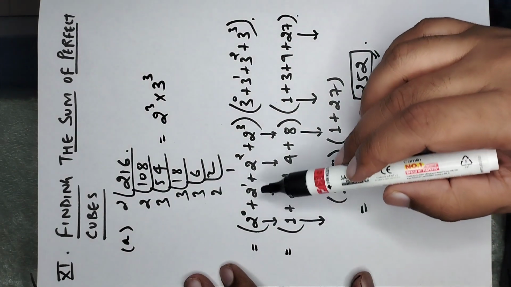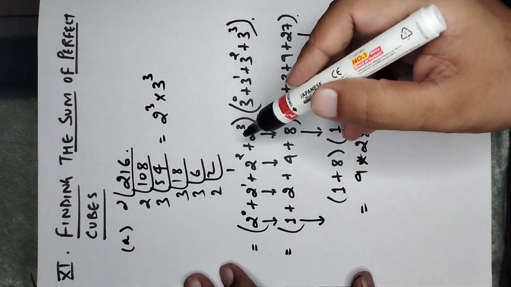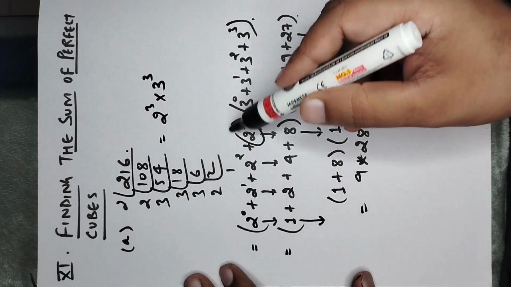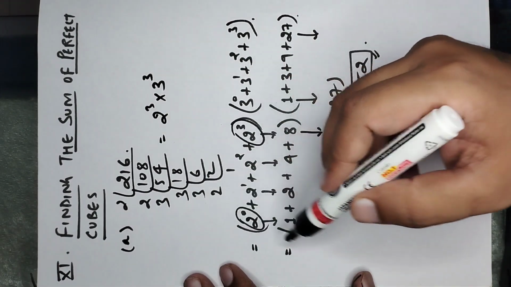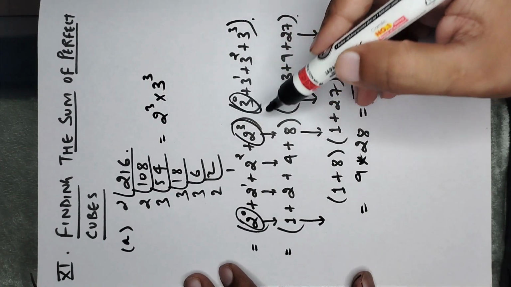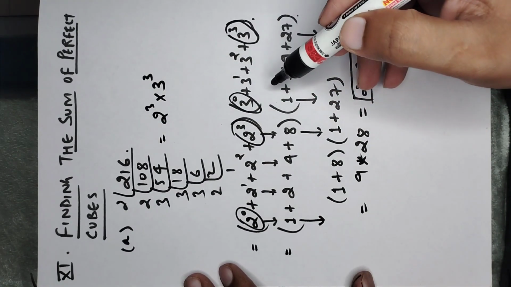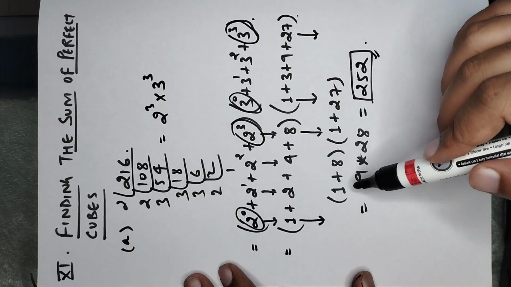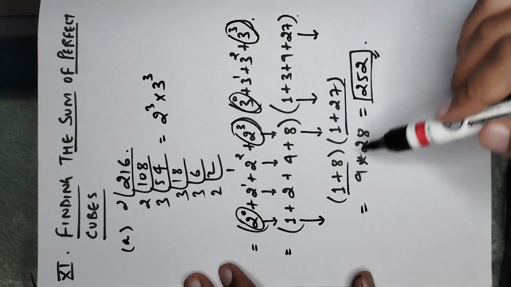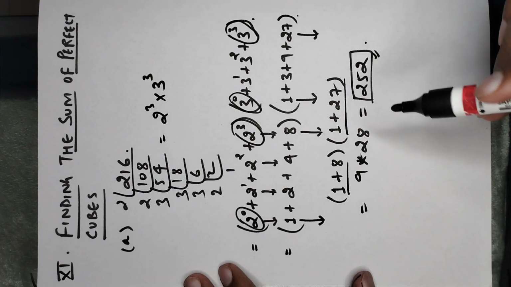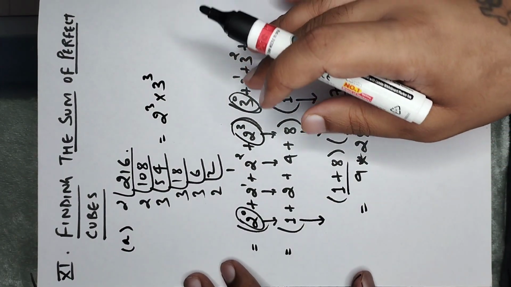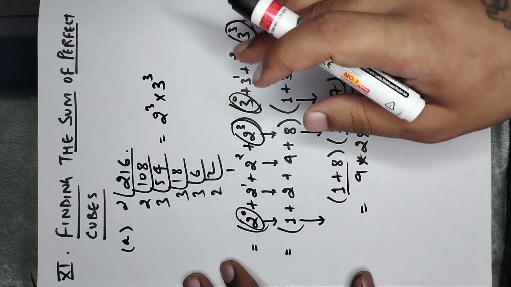We just have to see the cubes given to us, or we can say we have to see the powers which are the multiples of 3. As this is 3, this is the number, then this 3 raised to the power 0, and then this is the multiple of 3. You just have to identify those numbers. You have to write their respective values, simply add them and multiply them. You will get the simple answer. So this is how we find the sum of the perfect cubes of any numbers.